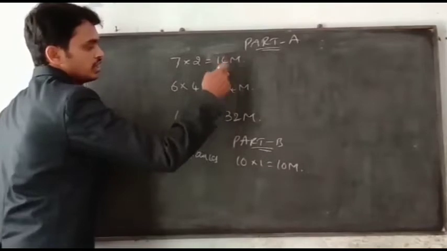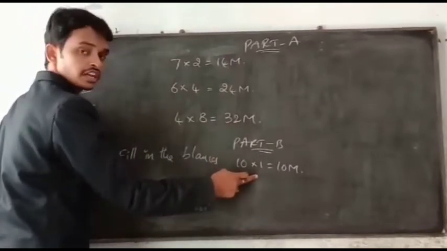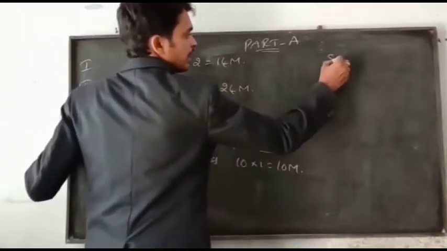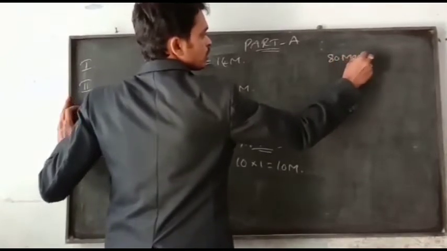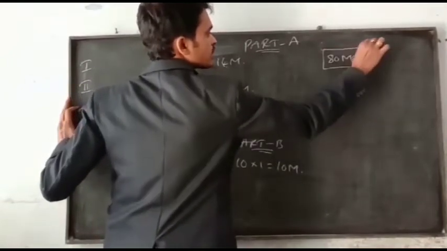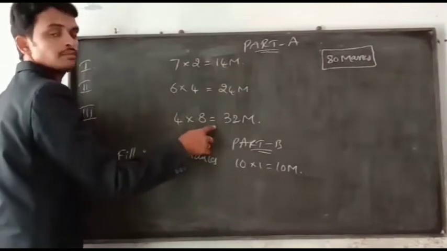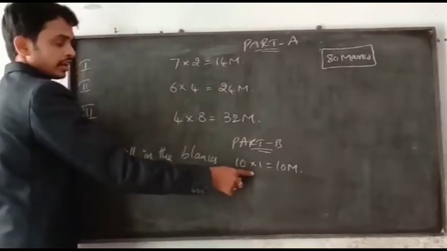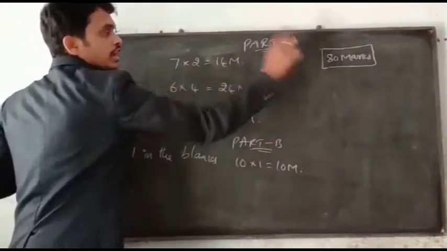So part A is 70 marks and part B is 10 marks. Total, it is an 80 marks paper. So it is a totally 80 marks paper.